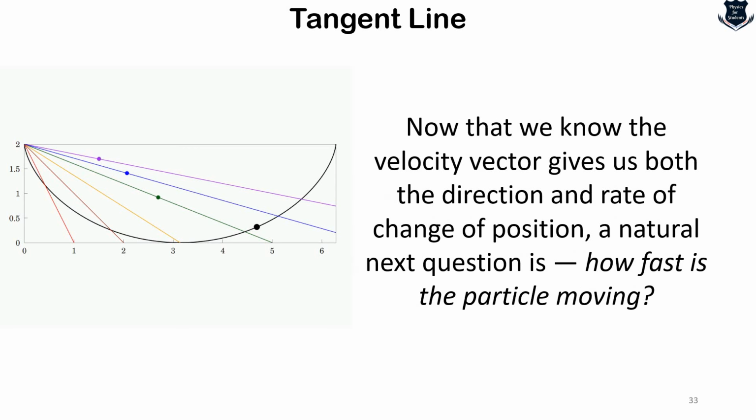So the question is that now that we know the velocity vector gives us both direction and rate of change of position, the natural question that comes is how fast is the particle moving? That means what is the speed? Also, is this speed related to the speed in physics? How do we determine this speed? Now, in order to do that, you have to wait till the next video. So we put an end to today's video by explaining the tangent line, velocity vector, and also the vector valued function.